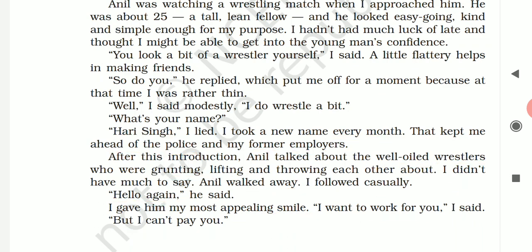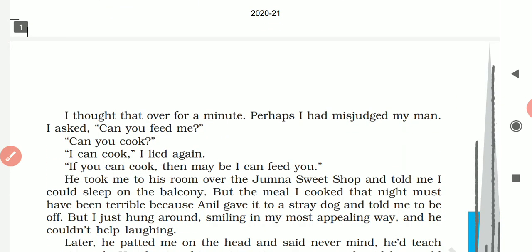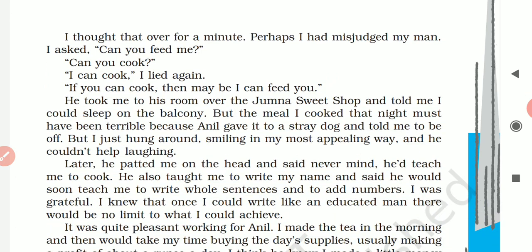Now let us move in. But I can't pay you. This was what was told by Anil. I thought that over for a minute. Perhaps I had misjudged my man. I asked, can you feed me? Who says this? The young boy says, can you feed me?